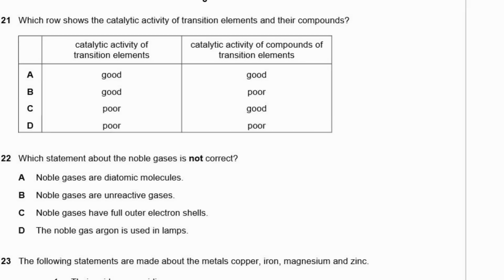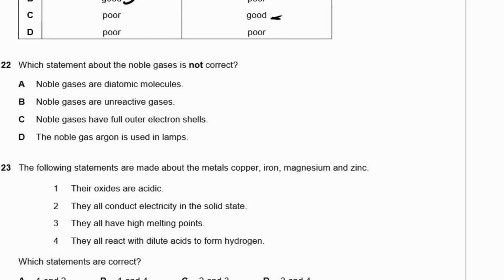Question 21. Which row shows the catalytic activity of transition elements and their compounds? So, transition elements, do they make good catalysts? Yes, they do. Do transition elements make good catalysts if they are combined as a compound? Well, yes, they still make good catalysts even if they're compounds of the transition elements. So we want something that's a good catalyst as a plain element, and a good catalyst if it's combined as a compound. There we go.